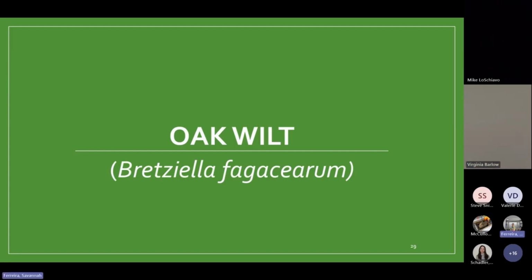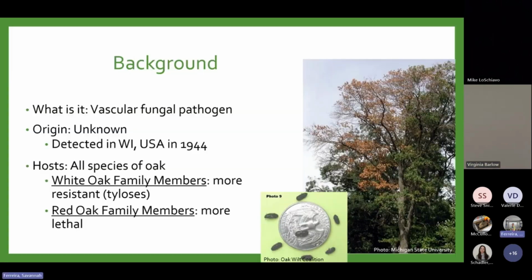So the next invasive I want to talk about today is oak wilt. Oak wilt is a vascular tree disease of oak, which causes rapid decline and mortality in your infected hosts. Due to the fast progression of this disease, it's thought to be introduced to the United States. However, its exact origin is unknown. This pathogen was first documented in Wisconsin in 1944 and has currently not been observed in Vermont.